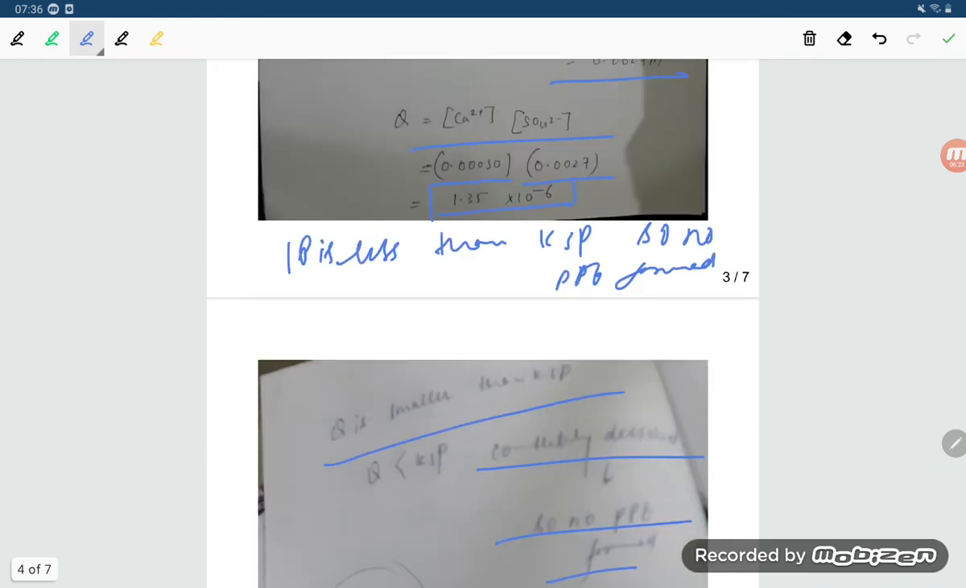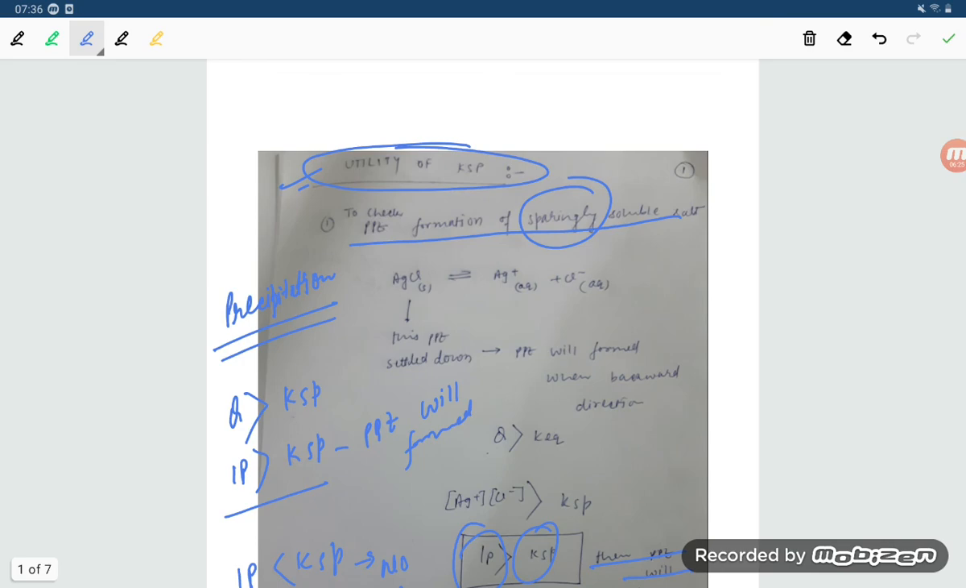So this was the case for the formation of PPT, whether the precipitate will form or not.